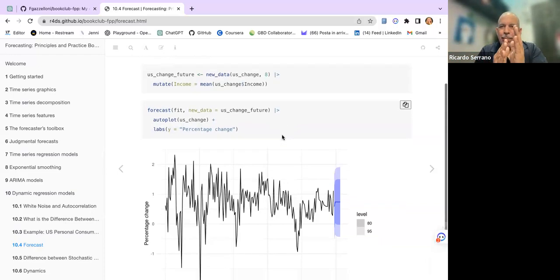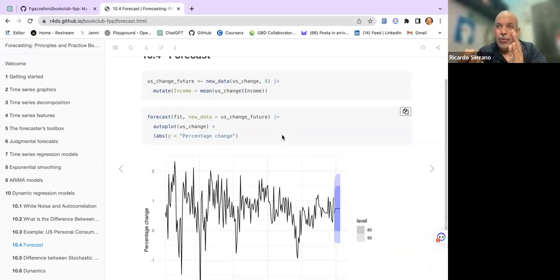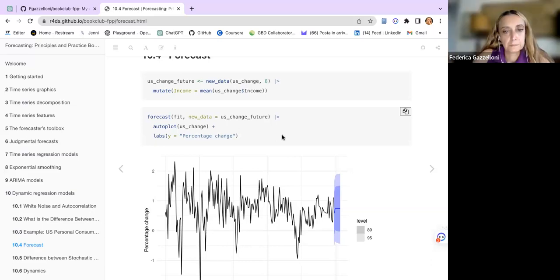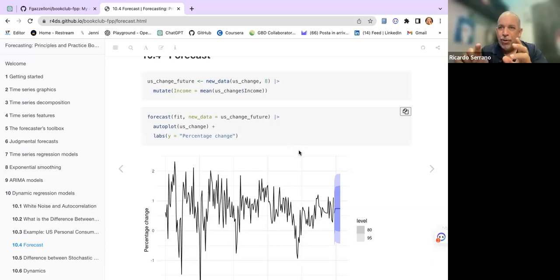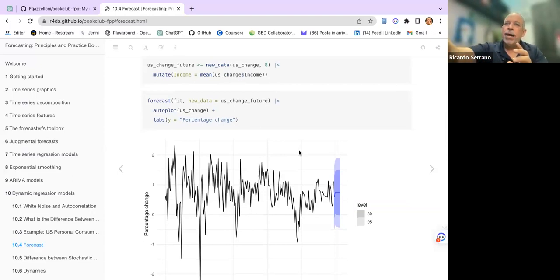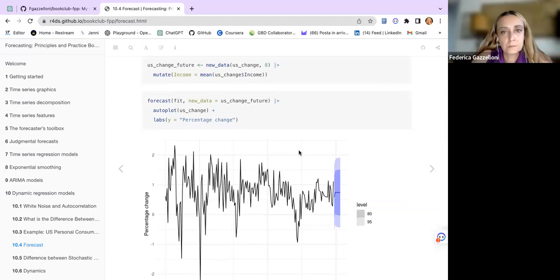But what happens is that because you are using income, an extra regressor in the function, you also have to give a value of that predictor too. So not only do you have to give the number of periods for the forecast, you also have to give the future values for that regressor. And that's why they're using the mean. They're using the average, we continue with the average to the future, to then predict consumption.